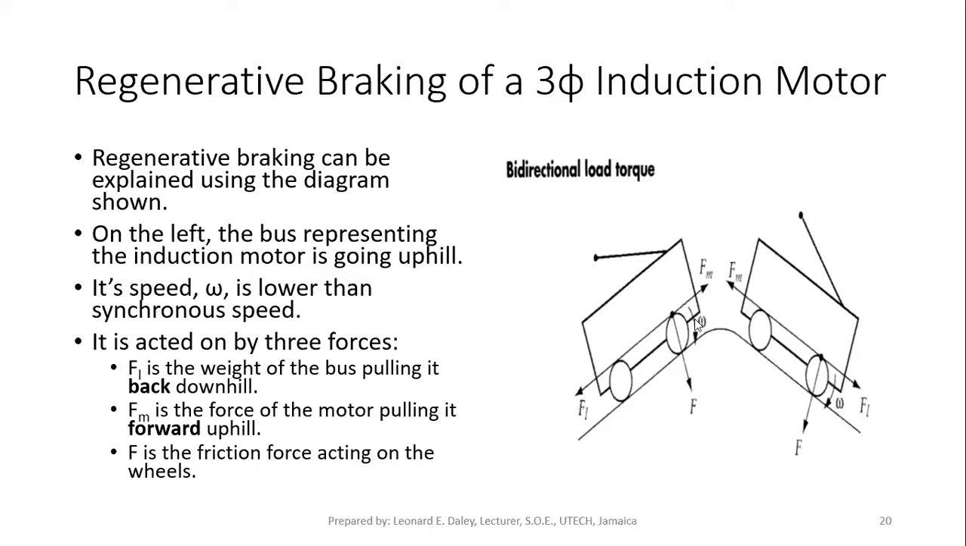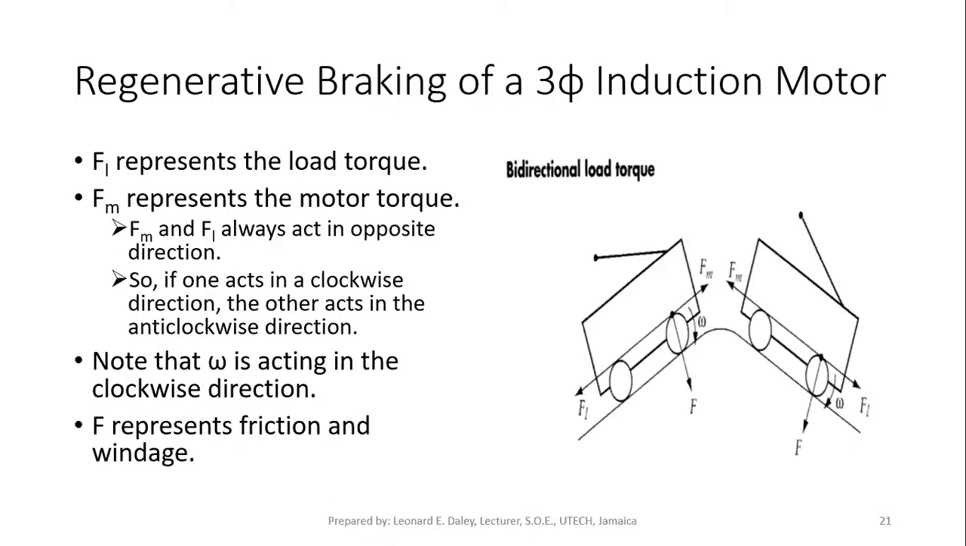Notice now that the speed at which the bus is moving is omega, right? And this is going uphill, it's a little bit slower than synchronous speed, right? So it will be operating with a slip. Now let's see what happens when the bus starts to go downhill. I think I explained these already.